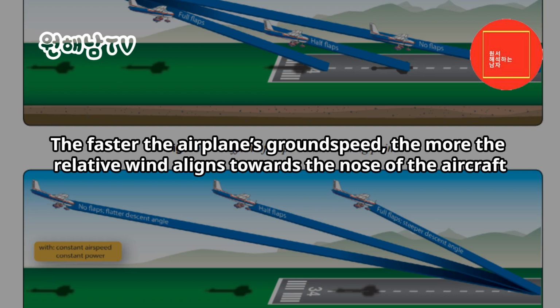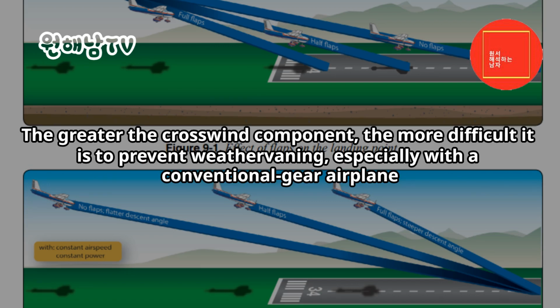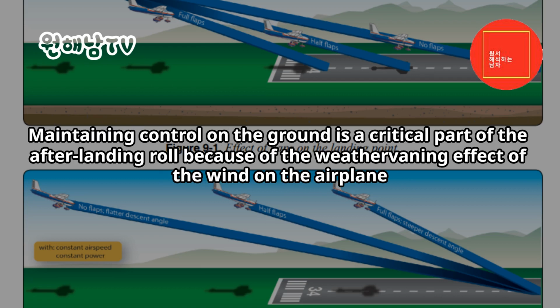The faster the airplane's ground speed, the more the relative wind aligns towards the nose of the aircraft. As the airplane's forward speed decreases during the after landing roll, the forward component of the relative wind decreases, causing the relative wind to act in a direction more aligned with the crosswind component. The greater the crosswind component, the more difficult it is to prevent weather vaning, especially with a conventional gear airplane. Maintaining control on the ground is a critical part of the after landing roll because of the weather vaning effect of the wind on the airplane.